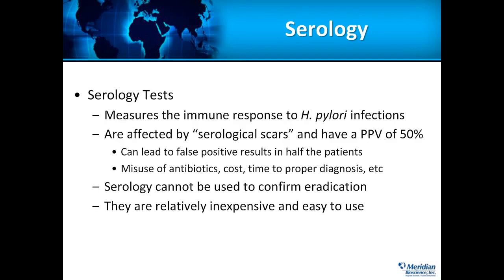So with the background prevalence being what it is in the United States, the positive predictive value of serology is only about half. So half the positive tests are falsely positive. The other significant limitation of serology is that it cannot be used to confirm eradication, because once someone becomes positive, they tend to remain positive. So even if you get rid of the infection, if you repeat the test it will still be positive. So in this scenario, there is no role for the use of serology.